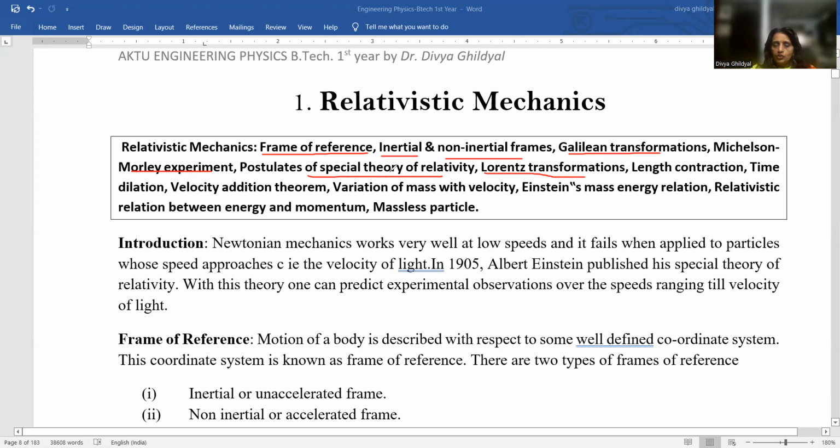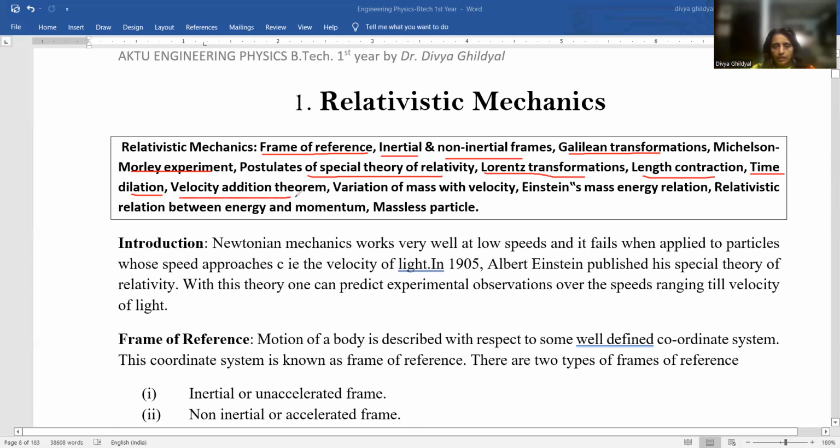One, all laws of physics hold same in all frames of reference. Second, velocity of light is a universal constant. Length contraction and time dilation go for the numerical part. Often you are asked, define length contraction, derive an expression for the same, and a simple numerical that a rod is kept in one frame of reference, it is moving with this much speed, what is the length in the other frame? Same thing holds for time dilation.